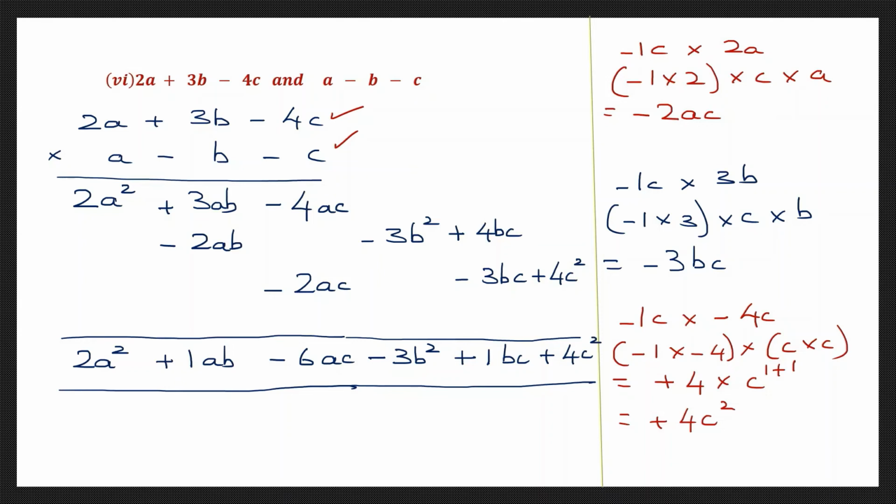So this is our answer. 2a squared plus 1ab minus 6ac minus 3b squared plus 1bc plus 4c squared. With that, we come to the end of this exercise. Thank you, children.